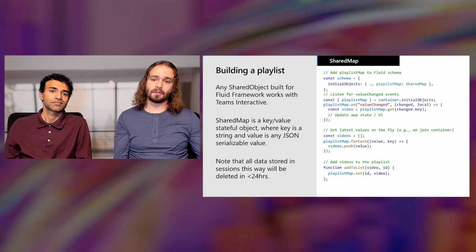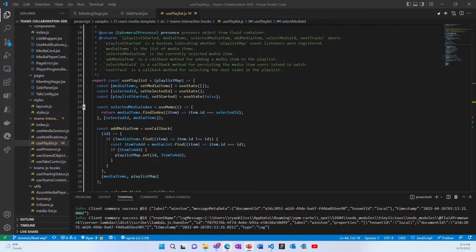Anyways, let's see this in the code. We are now looking at the playlist hook, which takes in our playlist map object. We have defined a few state properties through React state hook, including media items, a list of videos in the shared playlist, selected ID, the currently selected video in our UI, and a started flag, which tells us when our event listener is registered and the component is ready to go.